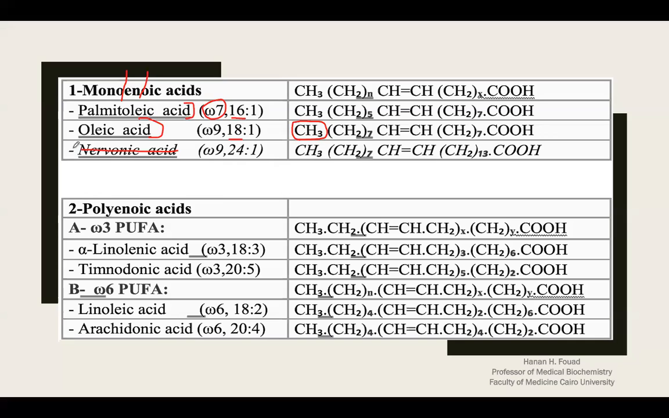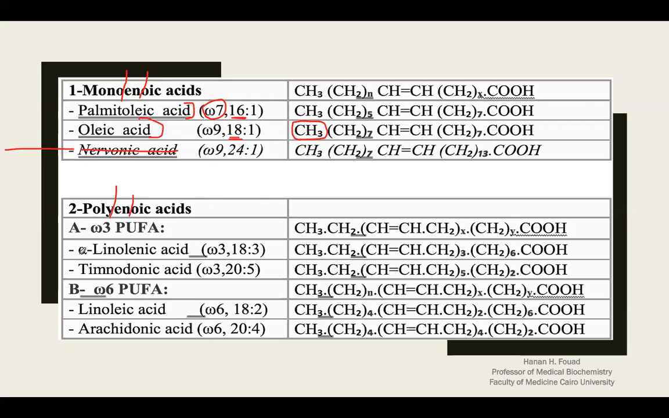Any word which is written in italic, don't study it. Oleic has 18 carbon atoms, palmitoleic 16 carbon atoms. Polyenoic. Poly means multiple. En means double bond. PUFA means polyunsaturated fatty acid.